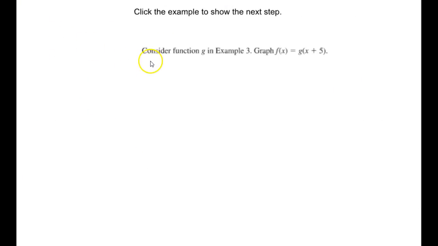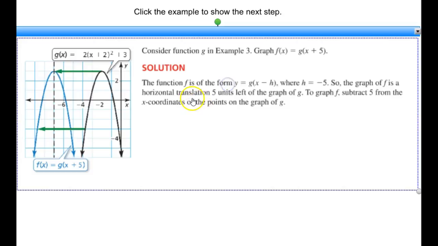Okay, so now we're going to look at our next example. Considering the function g, we're going to be graphing f of x equals g of x plus 5. Here my h is going to be -5. So my graph of f is a horizontal translation 5 units to the left of g. To graph that, I can take all of the points that I plotted for g and just move them 5 to the left, so subtract 5 from my x, and then I can graph my new graph.